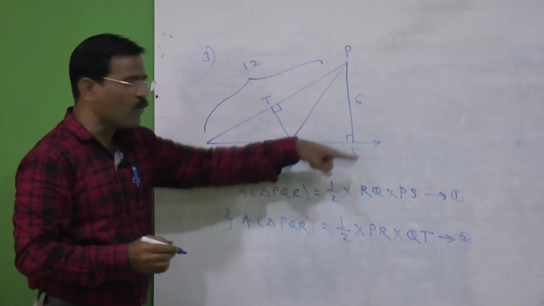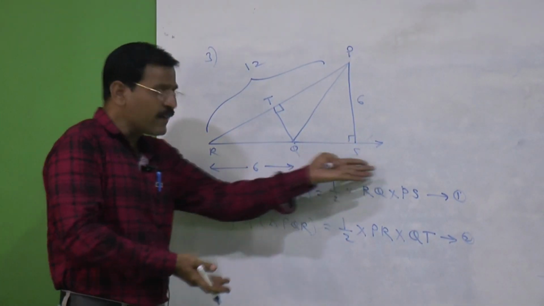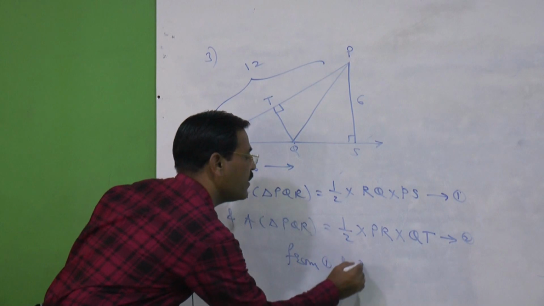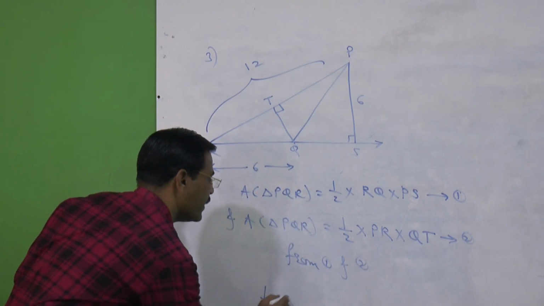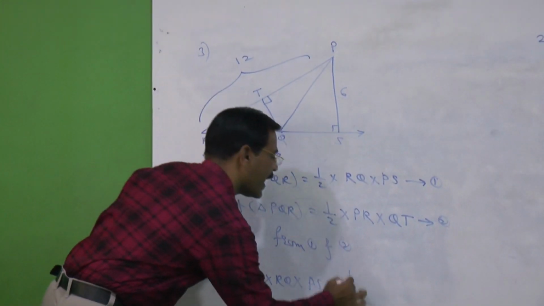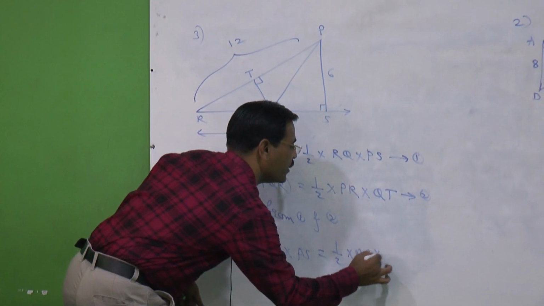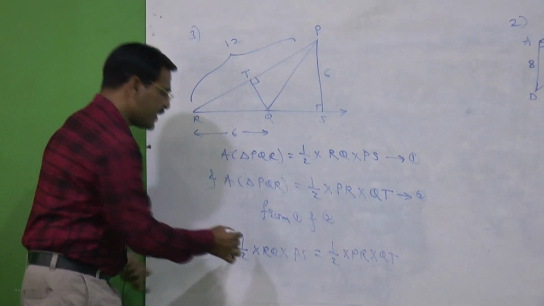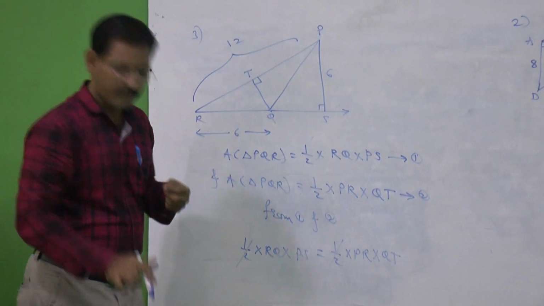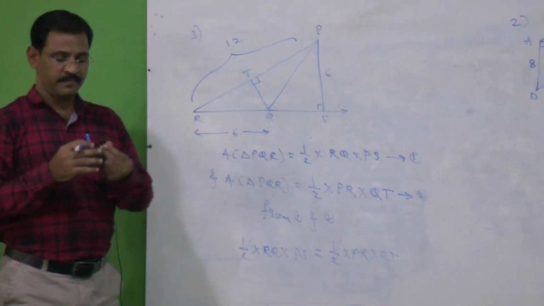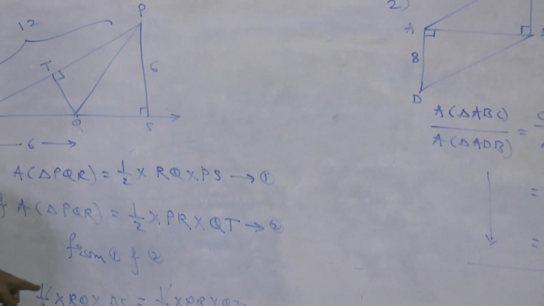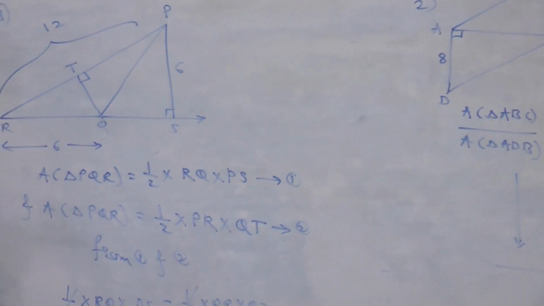So if you observe here from 1 and 2, one side is the same. May I equate the other side? Yes. So from 1 and 2, I take half into RQ into PS is equal to the other side, half into PR into QT, like this. So obviously this half gets cancelled. See here, this half gets cancelled. Now I'll put the values here.